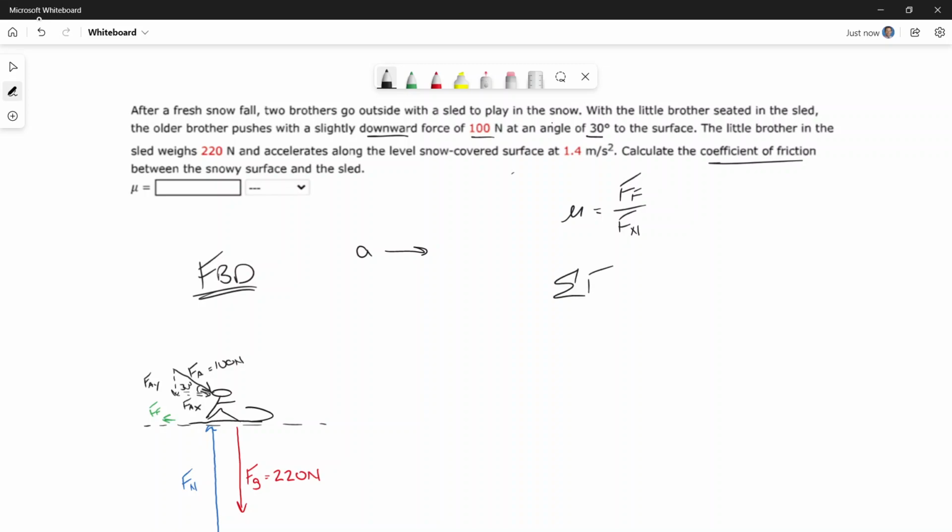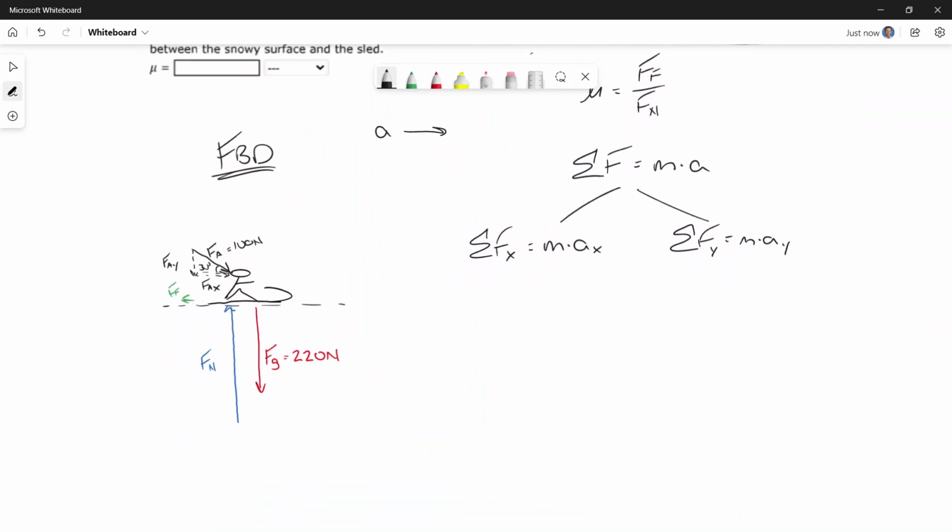Well, Newton's second law says that the sum of all forces is equal to m times a. But because we are dealing with forces in two directions, we're going to split this problem up. We're going to look at all the forces that cause that mass to accelerate in the x direction, and look at all the forces that cause that mass to accelerate in the y direction.